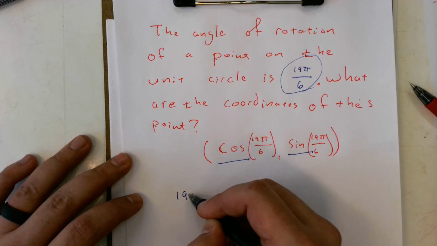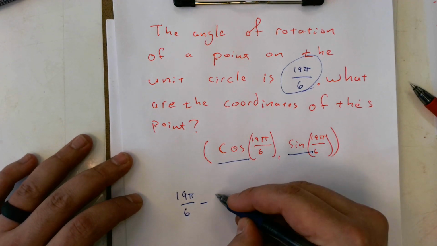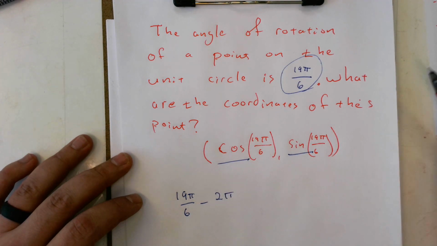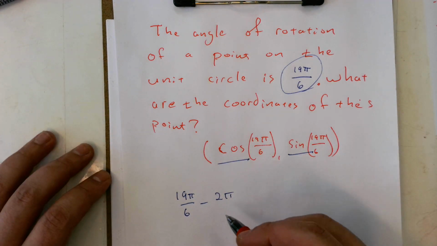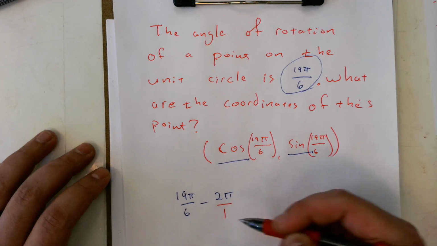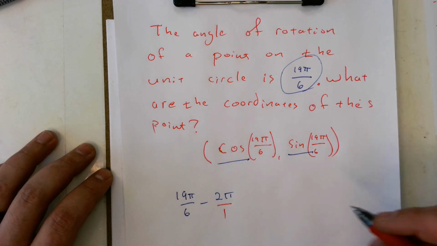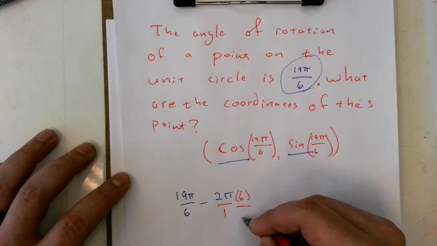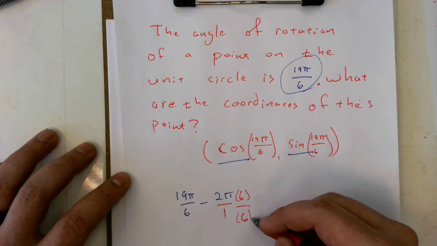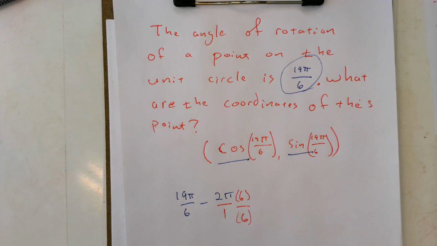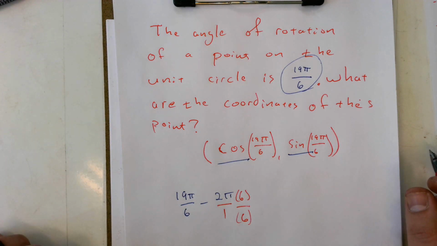So 19 pi over 6 minus 2 pi. Remember, we're subtracting fractions, so we need to have a common denominator. The denominator here is 1. So I'm going to multiply this bad boy by 6 over 6. I can multiply by 1 wherever I'd like. In fact, I multiplied my bank account by 1 just this morning.